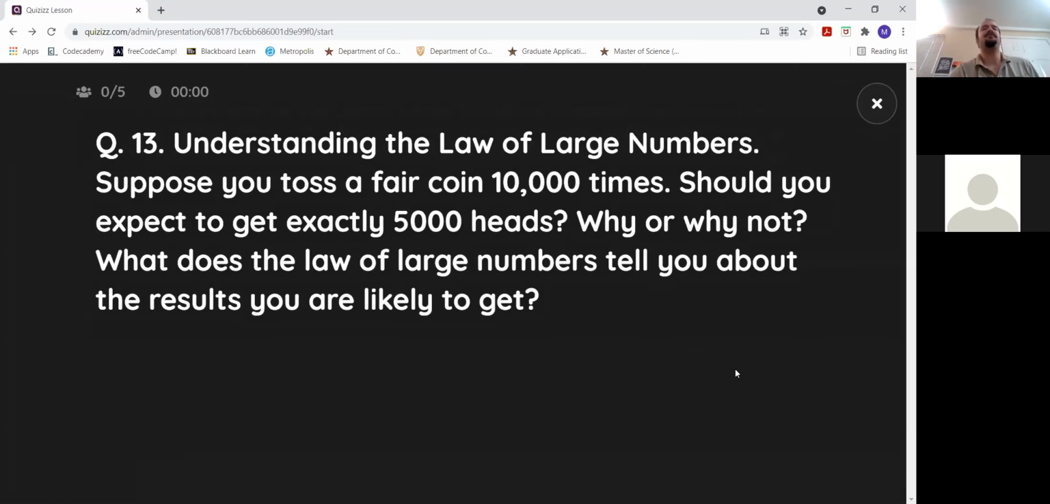Okay, understanding the law of large numbers: should you toss a fair coin 10,000 times, should you expect to get 5,000 heads? Why or why not? What does the law of large numbers tell you about the results you are likely to get? So should we expect exactly 5,000 heads? That's the first question. No, it's not going to be exact, right? It's likely to be close, probably, but it'll probably be a little bit over, a little bit under.